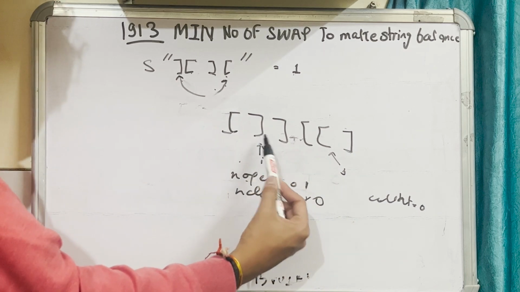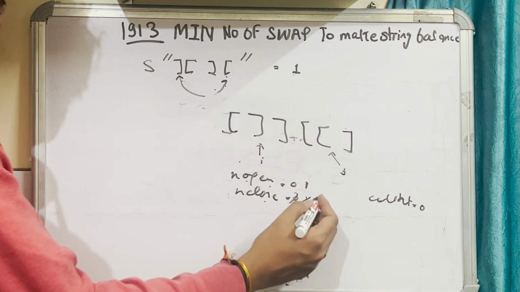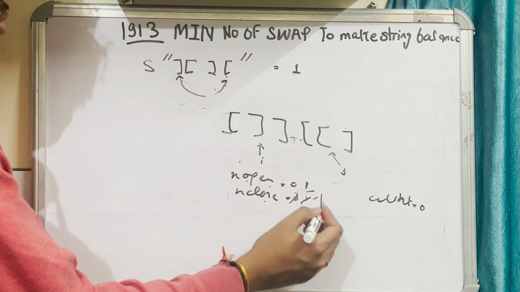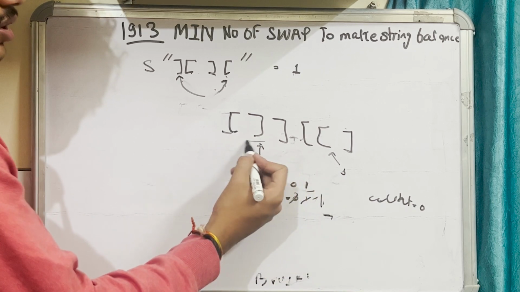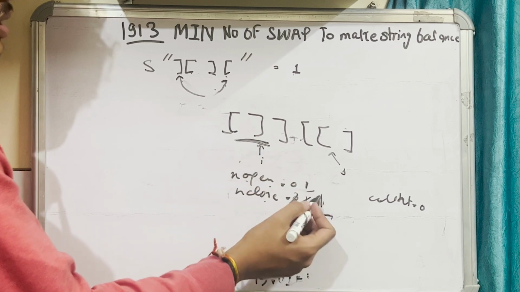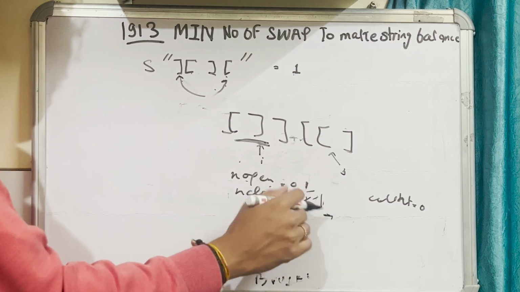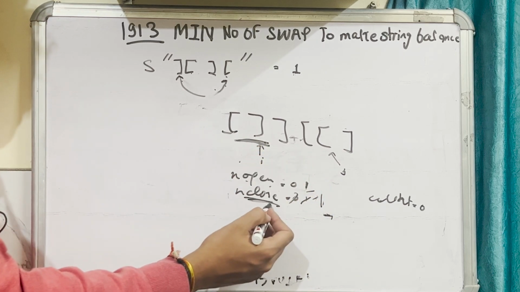So what will we check? This is opening or closing? This is closing, no problem. 1. As you see, both are 1. If both are equal, you saw the string is balanced. If the string is balanced, count is equal to 0. The main problem, as I said, is when the count of closing became more than opening.